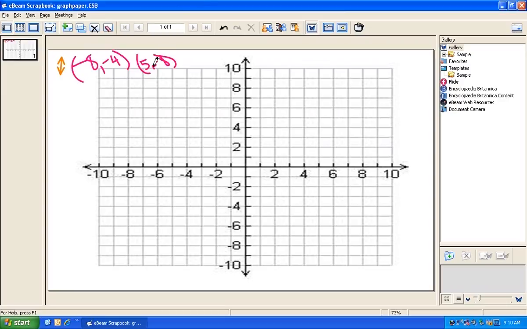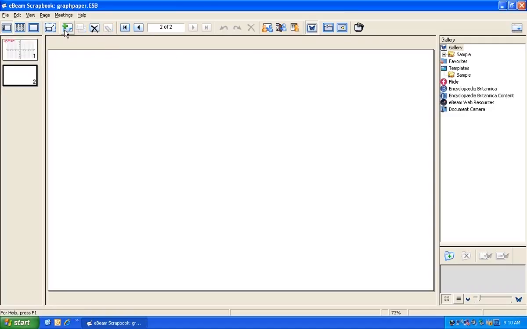I want you to first solve for slope, using the slope formula. So our points were negative 8, comma what? Negative 4. And our second point was 5, comma negative 8. Okay, there's our 2 points.